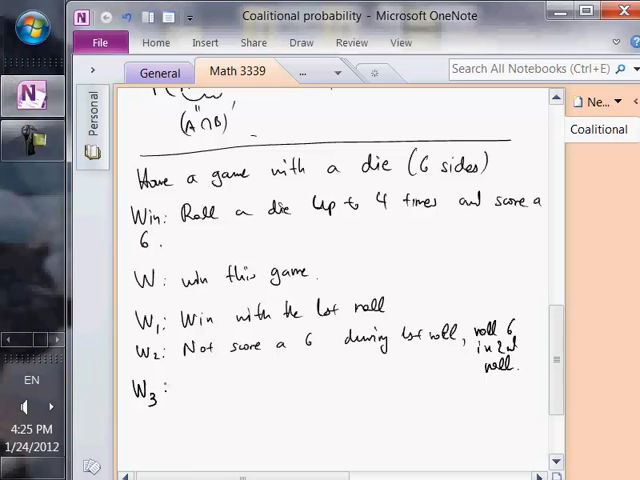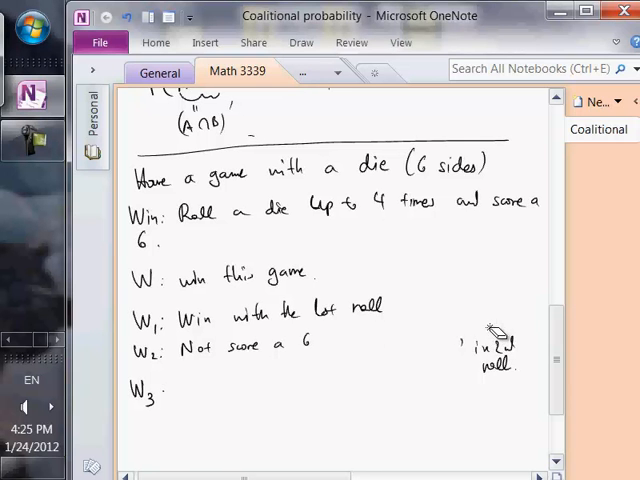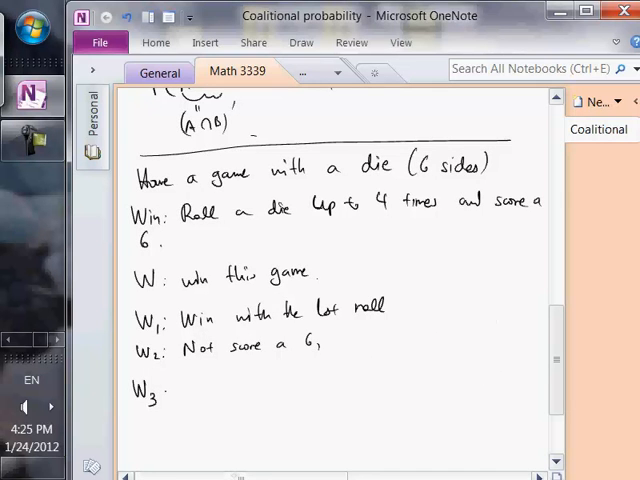What did I say? Not score a 6 during... Oh, that's why I couldn't fit it on the screen this morning. Because I fit it in the previous lecture, and I said, why is it longer now? Not score a 6 during the first roll.